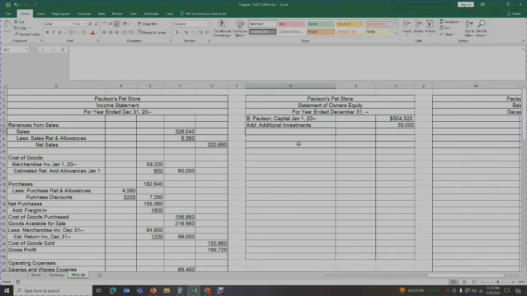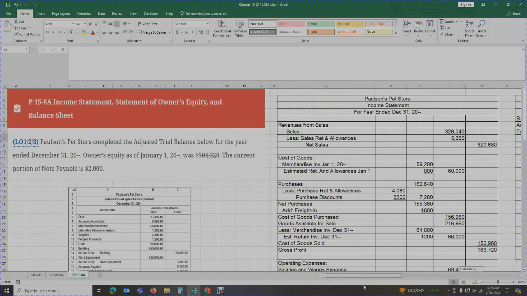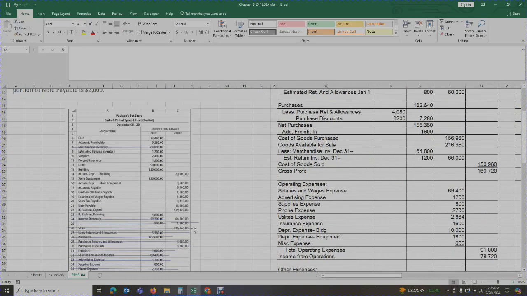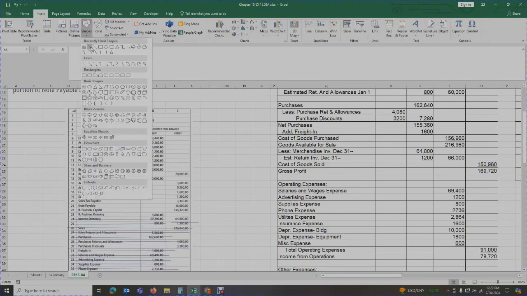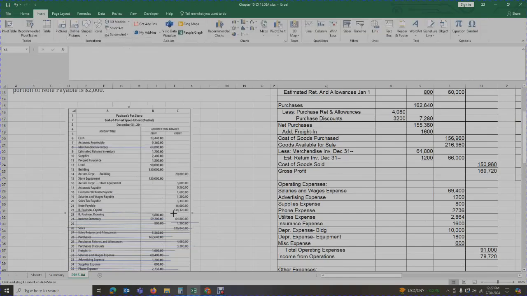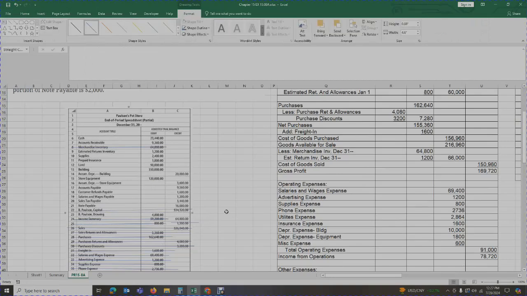So now that we've got that, we can calculate our total investment. We're going to underline that there. We're going to sum the beginning balance plus the additional investment. That will give me 534,320. If we look at our capital account, that is what we have, 534,320.